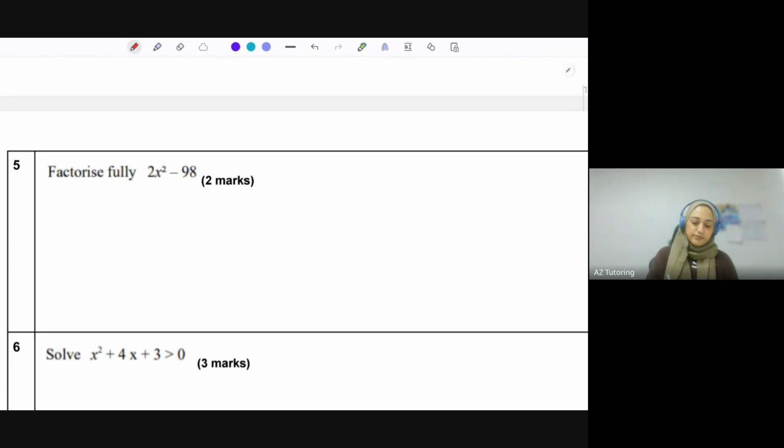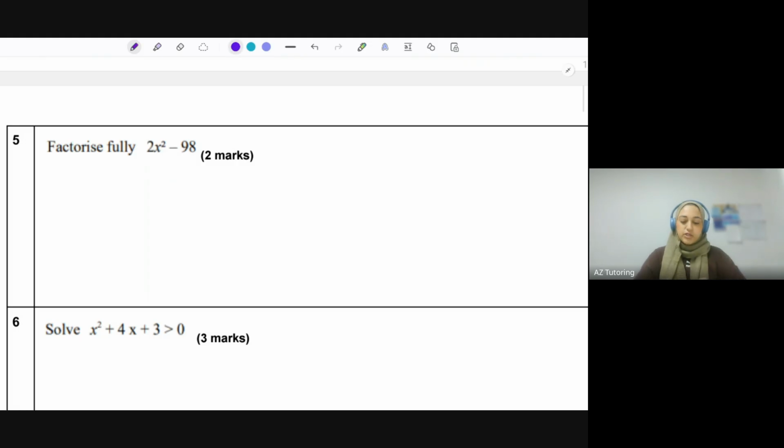Okay, moving on to question 5. Factorize fully 2x squared minus 98. Now, this is a different method here. We can't just stick it into the quadratic formula because we don't have a b term here to do that.